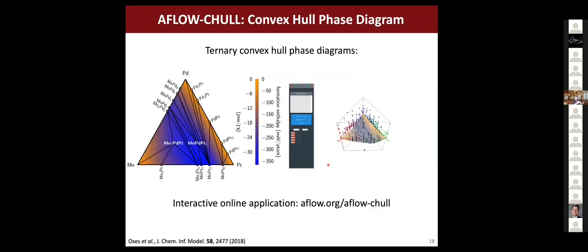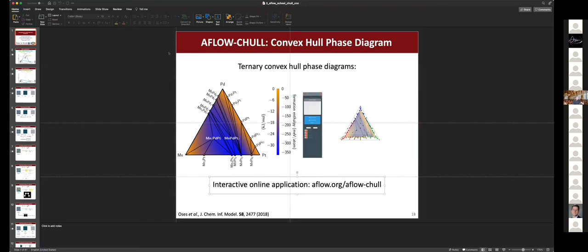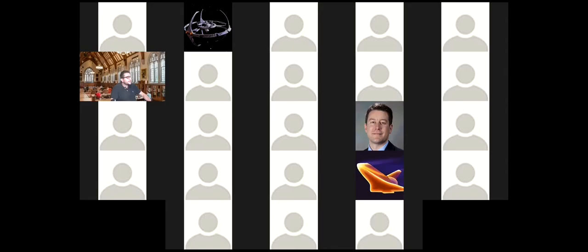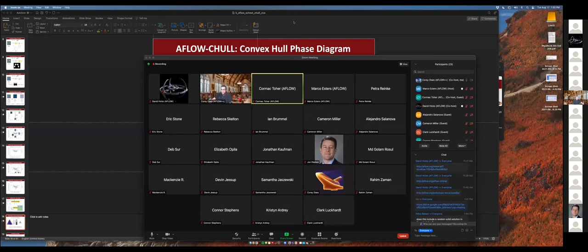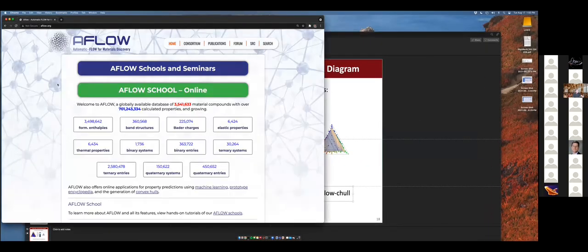All right, so we're gonna play with this module online. We've created an online module for the convex hull analysis, and we're gonna play with it online together. So I'm gonna ask that with our browser, I'm going to stop sharing this and I'm going to share my full screen. We're going to go to AFLOW.org. Okay, I'll do it with you. We're going to go to AFLOW.org.